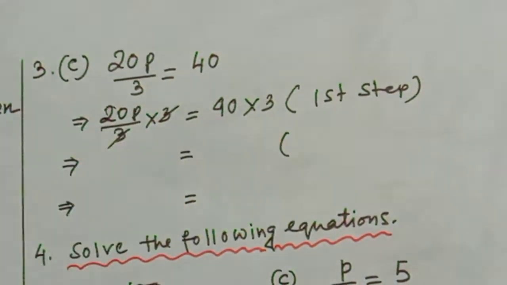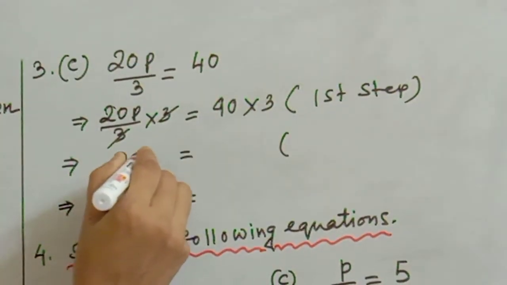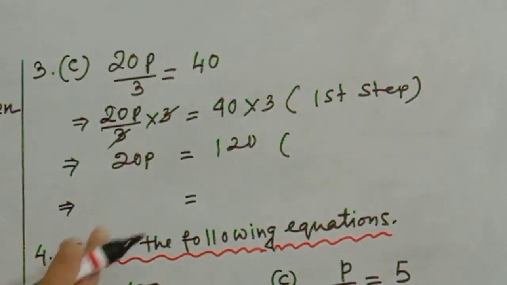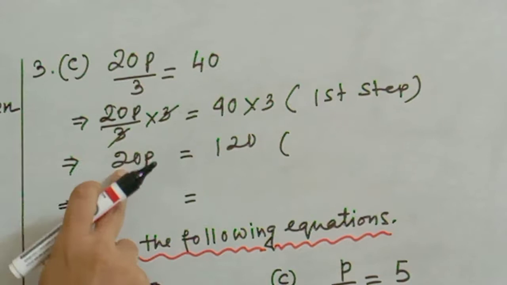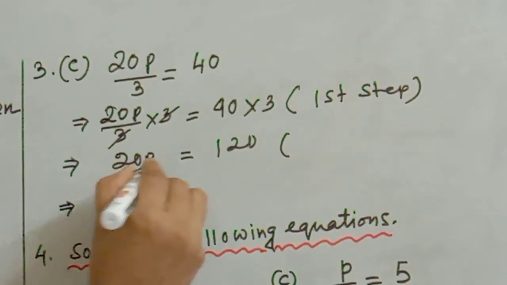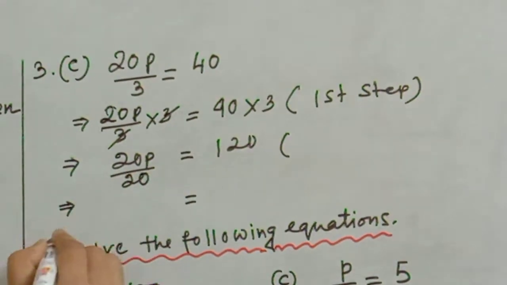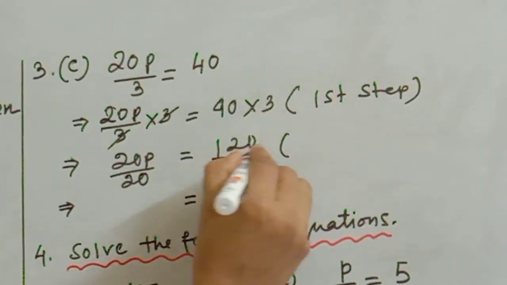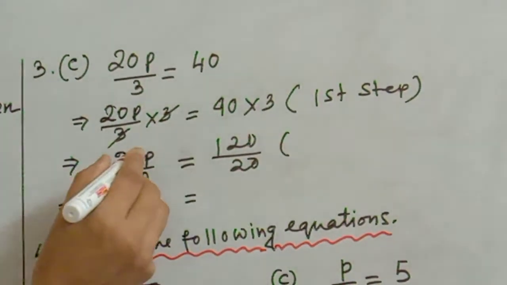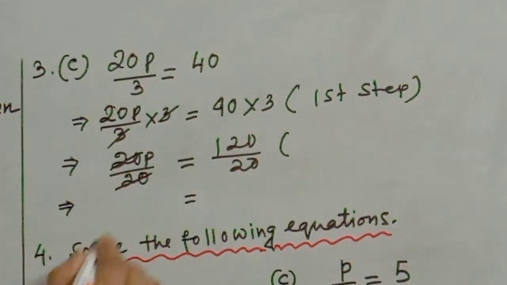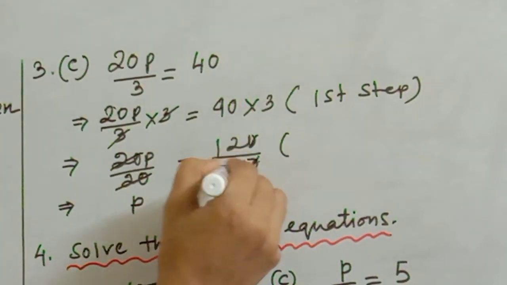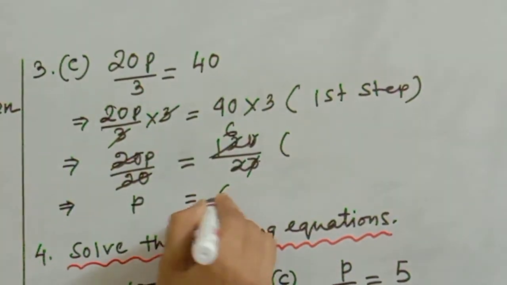Next, when 3 and 3 cancel out, here it is 20p is equal to 120. Now this 20 also I have to separate. To separate the variable, I have to remove 20 also. Now divide by 20, you can cancel this. And the same work you have to do on the right hand side also. So 20p, 20 cancelled out, only p is there. And when you cancel this, 0 and 0, it is 6. So the p value is 6, it is the second step.